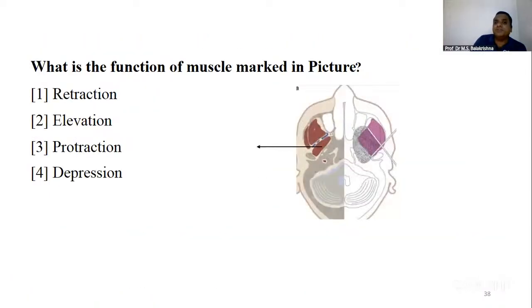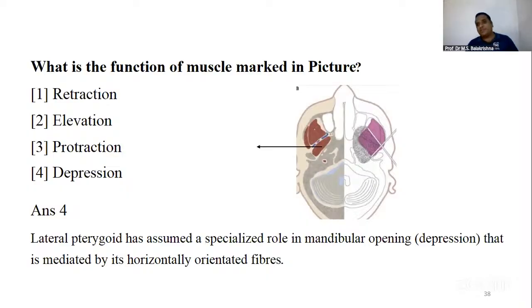What is the function of the muscle marked in the picture? This is basically an MRI scan, but they have put it in a diagram format. You should know which muscles these are in the MRI scans. You have to identify this muscle and then tell what its function is. So it's an indirect question: first you should know the muscle, and then tell the function. So let us go into the scan first.